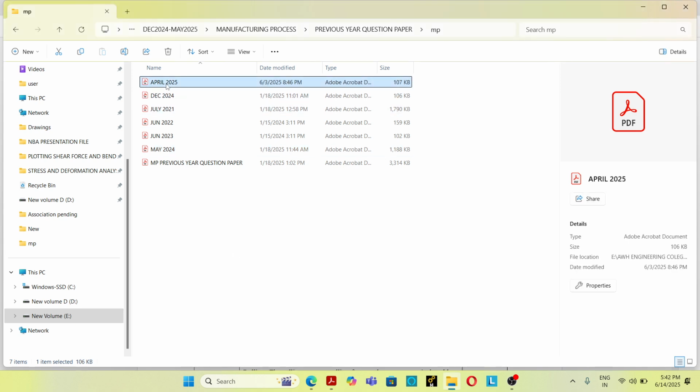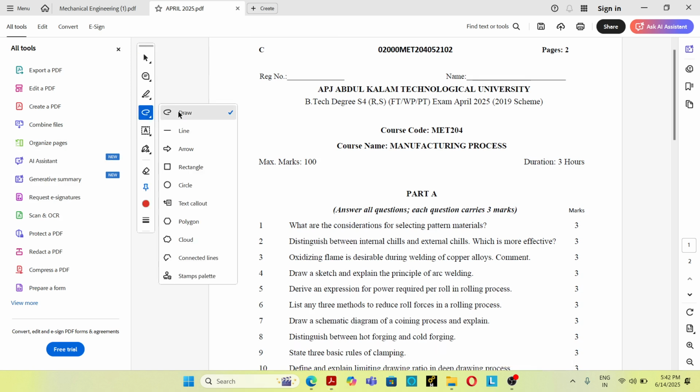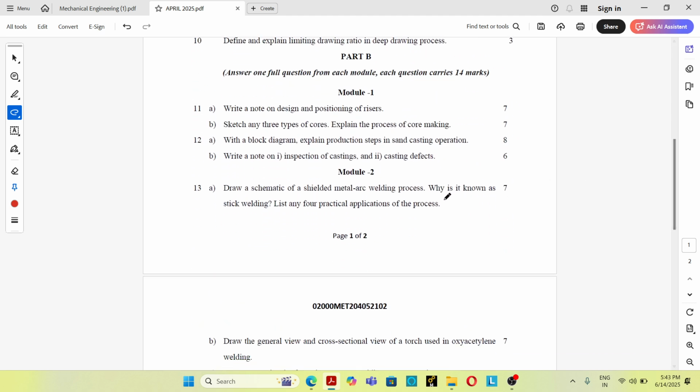The last one, April 2025. Oxidizing flame is desirable during welding of copper alloy. Draw a sketch and explain the principle of arc welding. See, in the essay question, they asked about the shielded metal arc welding process and its practical applications.